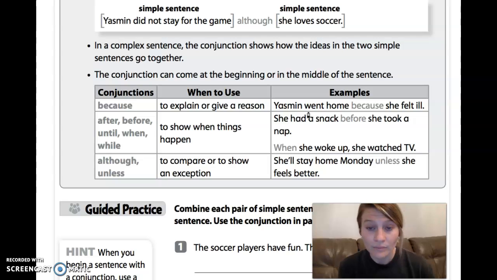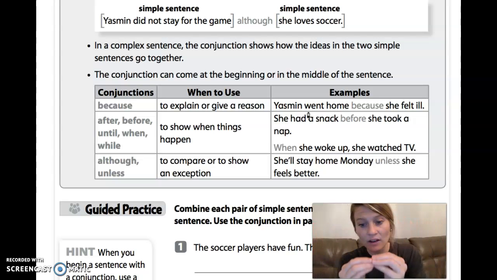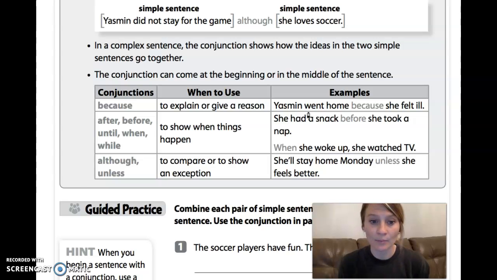Yasmin went home. That could have been a sentence. She fell ill. But I want to put those together. Yasmin went home because she fell ill. Now I can put those together. Look at some of these other ones. After, before, until, when, while.